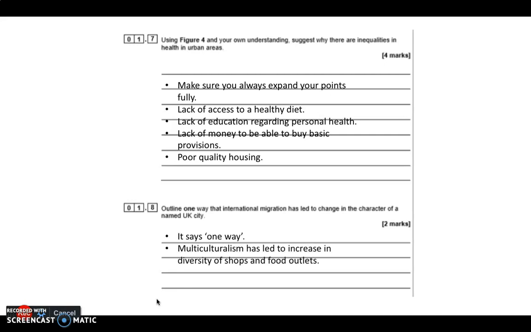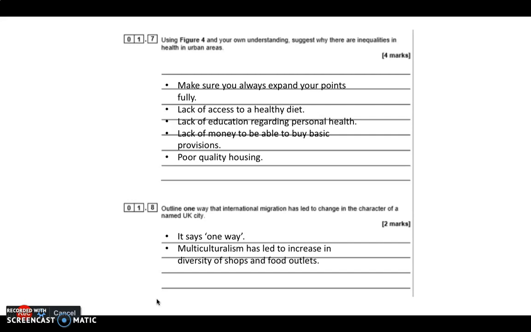And then the final question, outline one way that international migration has led to a change in the character of a named UK city. I highlighted on this question, it says one way. So if you talk about multiple ways, then you're not going to get marks for that. So you just need to talk about one way and expand on that. I put there, multiculturalism has led to an increase in diversity of shops and food outlets on London Road in Sheffield. So it does say it wants a named UK city. So make sure you name that as well.